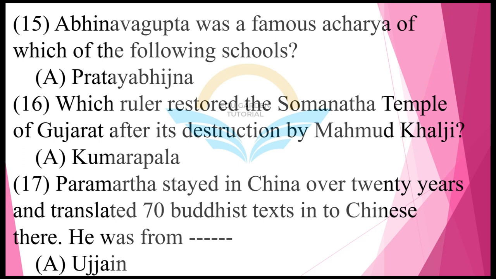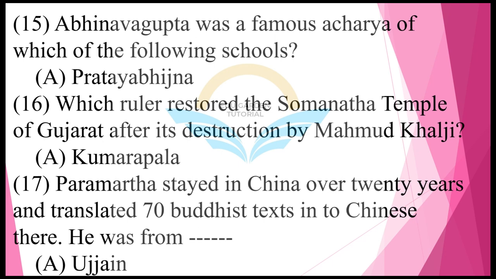And then next one. Paramartha stayed in China over 20 years and translated 70 Buddhist texts into Chinese. He was from, answer is Ujjain.